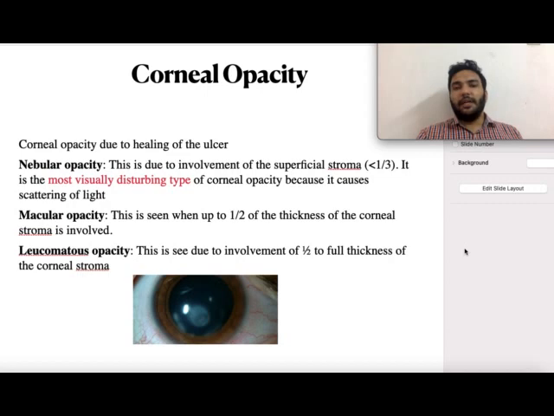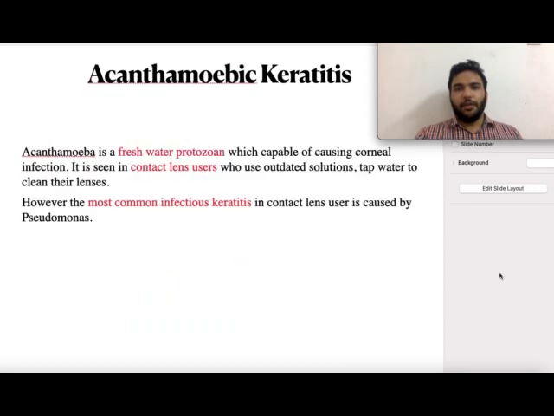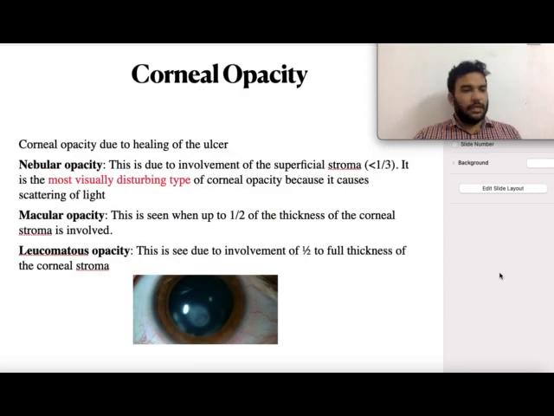Because there is slight opacity, it will diffract the light and cause a lot of scattering of light, and there will be a lot of disturbance for the patient. Whereas macular and leukoma are like a patch that cannot be seen by the patient, whereas nebular is disturbing because there will be a lot of glare and scattering of light. So these are the corneal opacities, the complications, and the treatment. We will next go ahead with acanthamoebic and viral keratitis soon.